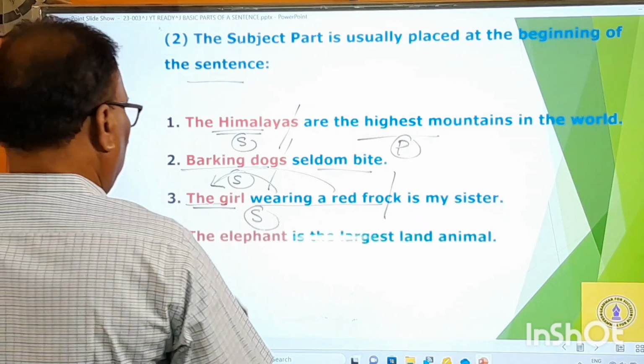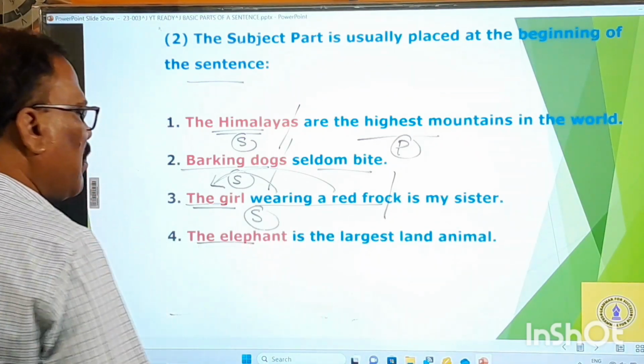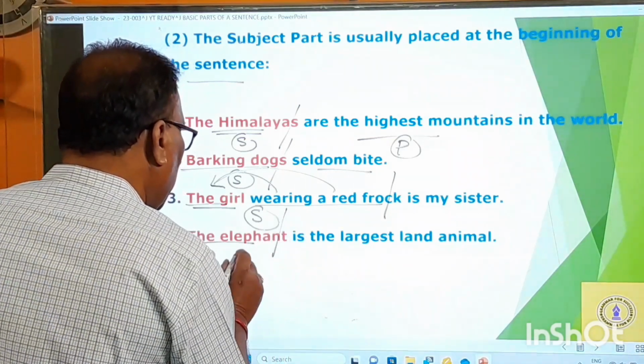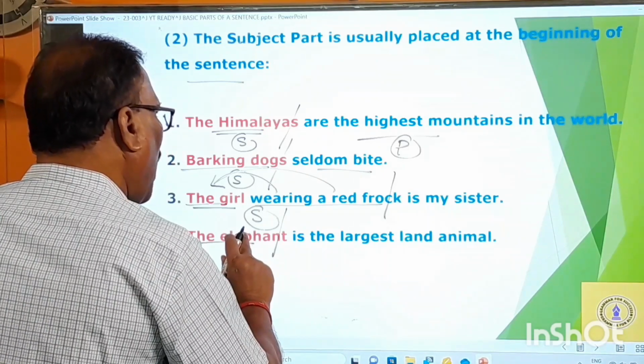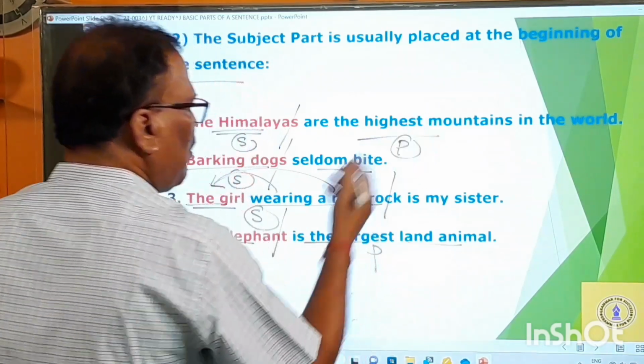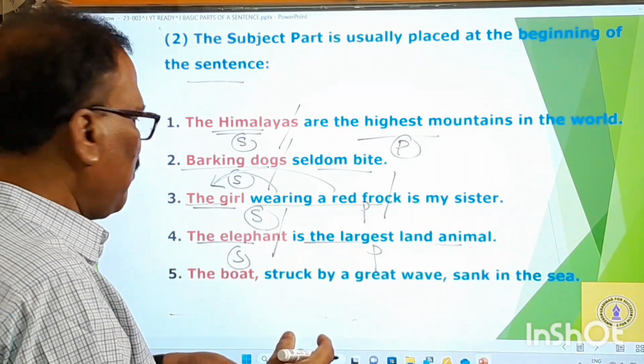And here, the elephant is the largest land animal. The elephant, what are we talking about in this sentence? We are talking about the elephant. That's the subject part. The elephant is the largest land animal. This is the predicate part. Very simple, you can easily understand. It's a very simple item I'm teaching you today.